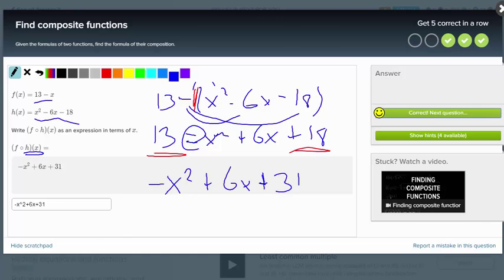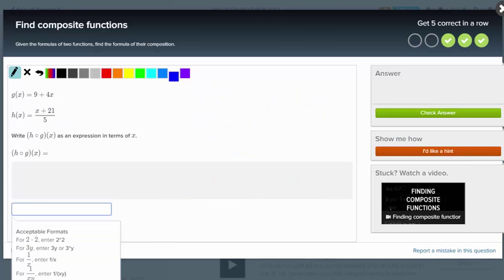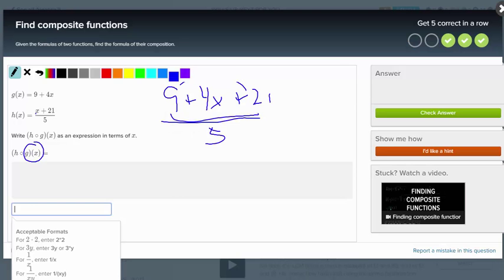All right. Let's check out a couple more of these. h of g of x, start with g of x, 9 plus 4x, and put that in for h. So instead of x plus 21, it's going to be 9 plus 4x plus 21, over 5. So we got 9 plus 21, right? Because those are my like terms. So 4x doesn't combine with anything. 9 plus 21 is 30 over 5. All right, that'll be my answer.